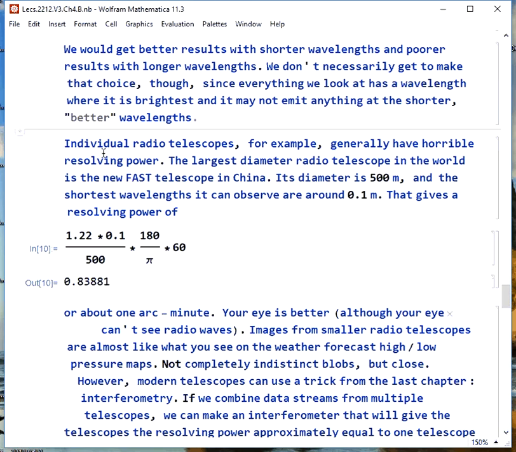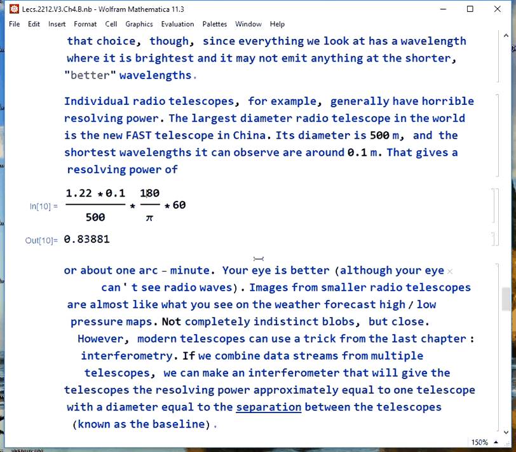For example, radio telescopes look at completely different things than visible telescopes, and an individual radio telescope usually has horrible resolving power. The largest one in the world, and this is pretty new, is called the FAST telescope in China. It's 500 meters across. So if you think about that, that's more than 5 football fields. And the shortest wavelengths it can observe, which would give us the highest resolution, are about 0.1 meters. That would give us a resolving power of about 0.8 arc minutes. Remember, your eye is better than that, although, again, your eye can't see radio waves.